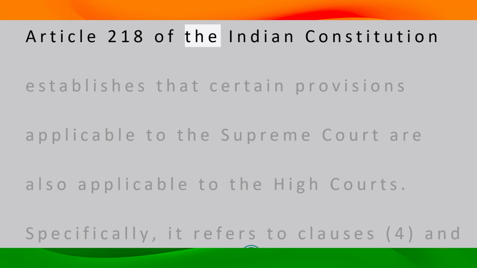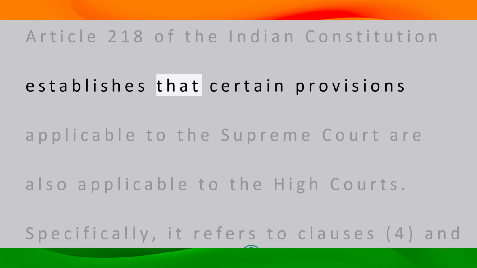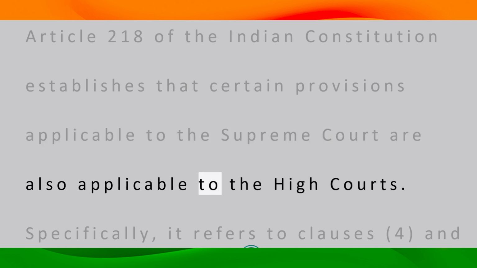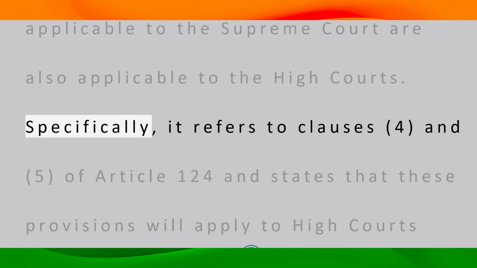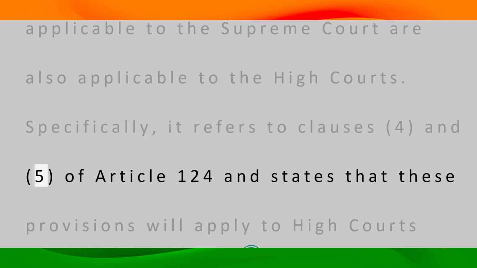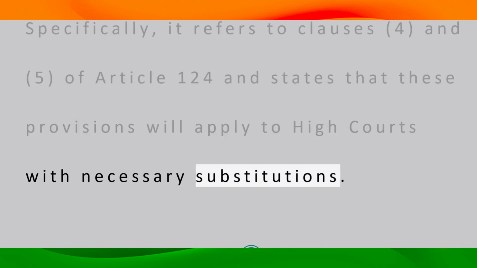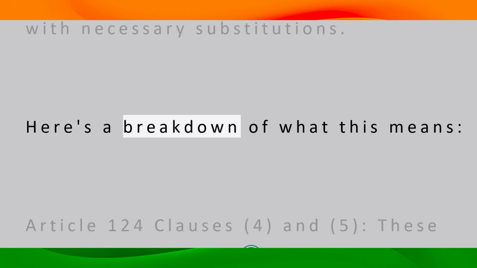Article 218 of the Indian Constitution establishes that certain provisions applicable to the Supreme Court are also applicable to the High Courts. Specifically, it refers to clauses 4 and 5 of Article 124 and states that these provisions will apply to High Courts with necessary substitutions. Here's a breakdown of what this means.